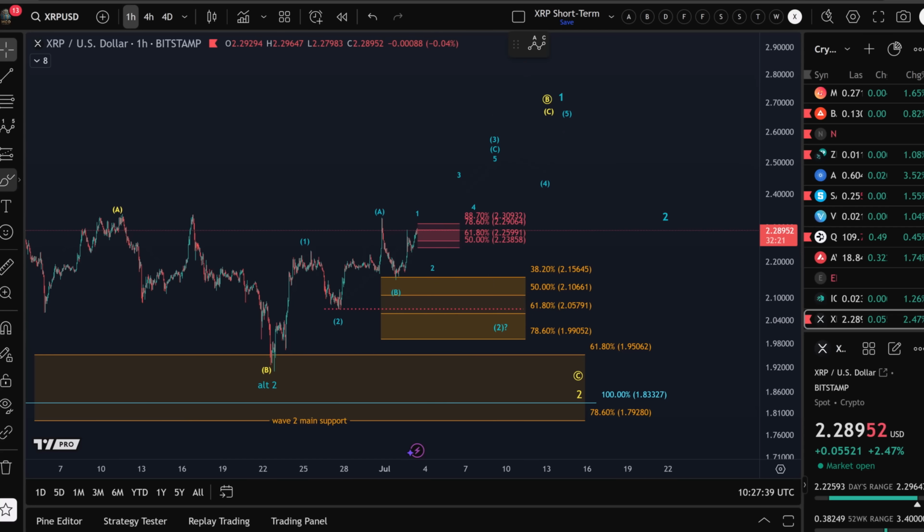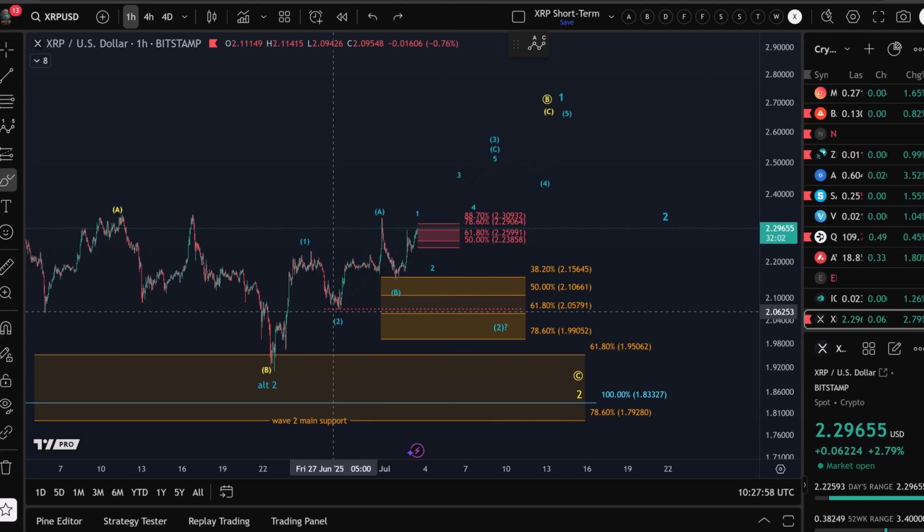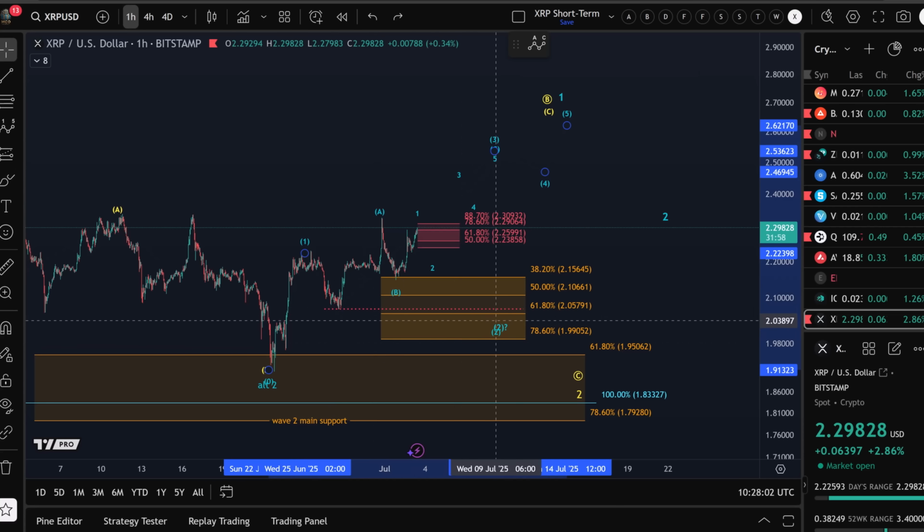So what could be the case, for example, if we test this area again, as long as we're holding 1.99, there are scenarios that would still support a bullish reversal. We could, for example, say this is a wave 1, this is a wave 2, A, B, even testing it again could be possible. Go up like a diagonal pattern. Or if we go below the red dotted line at $2.06, maybe this wave 2 is still unfolding.